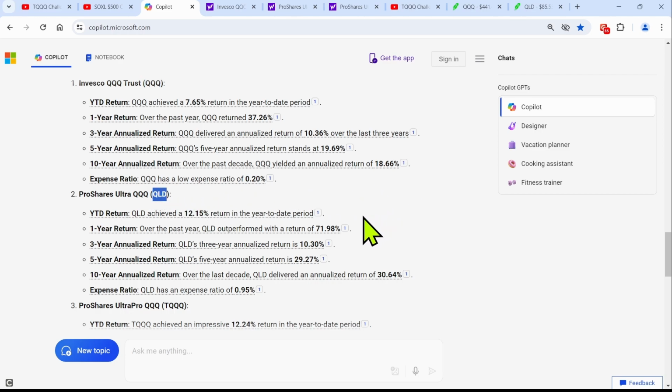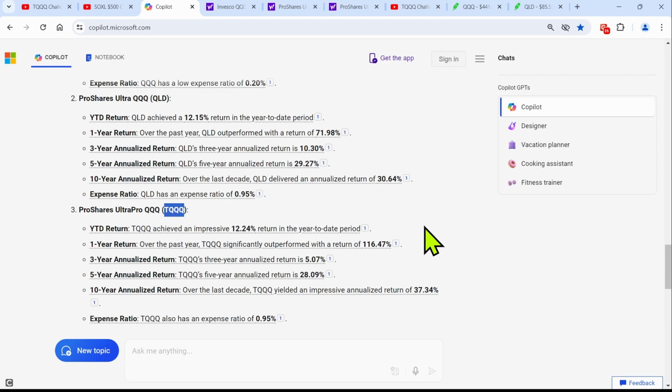QLD YTD return. QLD achieved a 12.15% return in the year-to-date period. 1-year return. Over the past year, QLD outperformed with a return of 71.98%. 3-year annualized return. QLD's 3-year annualized return is 10.30%. 5-year annualized return. QLD's 5-year annualized return is 29.27%. 10-year annualized return. Over the last decade, QLD delivered an annualized return of 30.64%.